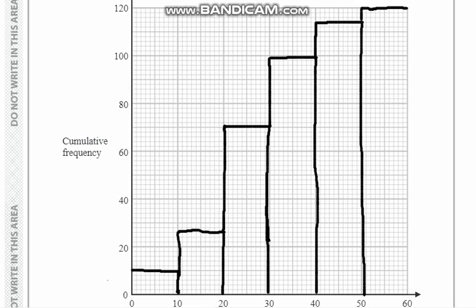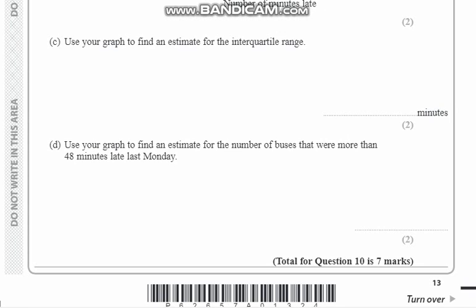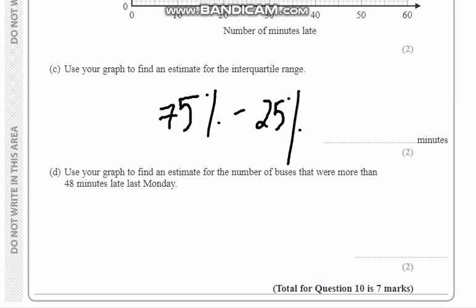Now moving on to the C part. The C part says use your graph to find an estimate for the interquartile range. If you're wondering what the interquartile range is, I'll write it down. It is the upper quartile minus the lower quartile. So that's what we use to depict it. And when we look at the graph, the 75% mark minus the 25% mark, we'll find that the interquartile range lies within 15 to 30 minutes.